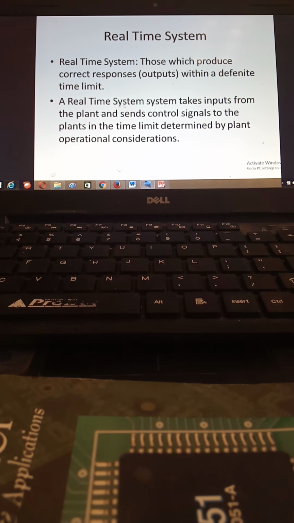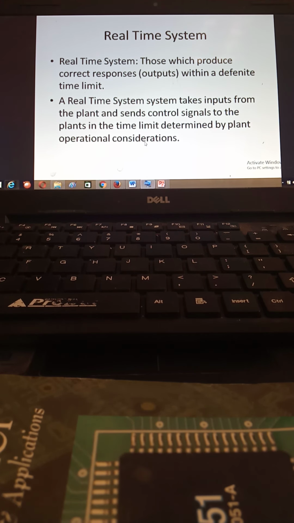See here, a real-time system takes inputs from the plant and sends control signals to the plant in the time limit determined by plant operational considerations. Plant operational considerations means whether it is a mechanical system or an electronic system, and based on these we fix a deadline or definite time limit. Within that definite time limit which is possible for the system, it should respond or give output. Such a system is called a real-time system.